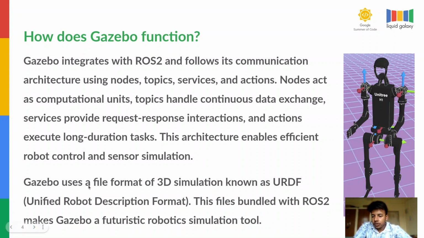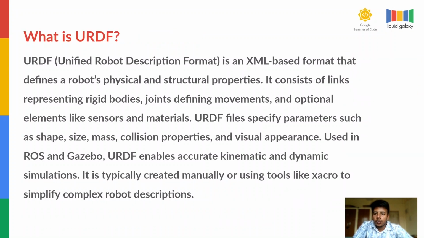Okay, fine. So Gazebo uses a file format of 3D simulation known as URDF, that is Unified Robot Description Format. These files bundled with ROS2 make Gazebo a futuristic robotic simulation tool. Fine. Now, next, what is URDF? URDF is an XML based format. KML is also an XML based format, if you remember. So, URDF is similarly an XML based format that defines a robot's physical and structural properties.